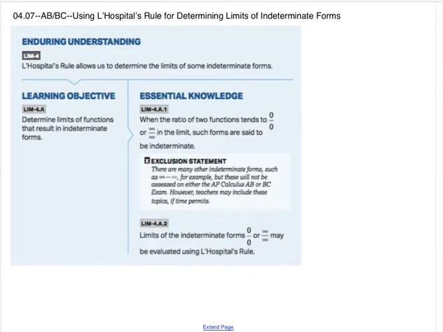So one of the things to point out that's noted here in the exclusion statement is that there are a lot of other forms that are not 0 over 0 or infinity over infinity. We're going to touch base on some of those in this video, but as you'll see, AB and BC don't address them. So like infinity minus infinity is not addressed in the College Board AP AB and BC Calculus exam. So we're going to throw this into this video.